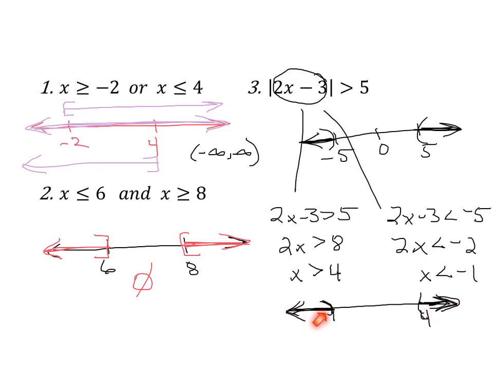Now choose like negative 2, something in this area. 2 times negative 2 is negative 4. Negative 4 minus 3 is negative 7. The absolute value of negative 7 is positive 7, and 7 is greater than 5, so that works also. But choose a value in here, like 0. 2 times 0 is 0. That leaves minus 3. The absolute value of minus 3 is 3, and 3 is not greater than 5, so this does not count in your solution set.